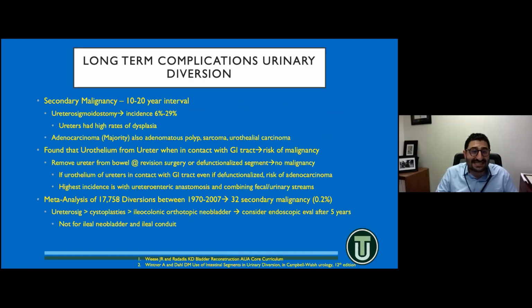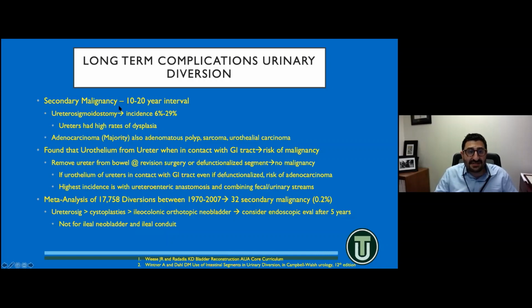Secondary malignancies typically occur late. This was most commonly seen with ureteral SIGs, which is why they've largely been abandoned. It was interestingly found that patients who had the urothelium from the ureter left in contact at undiversion were at higher risk even if they were defunctionalized. So it's important to remove the actual anastomosis and the piece of bowel it's connected with to prevent malignant transformation.